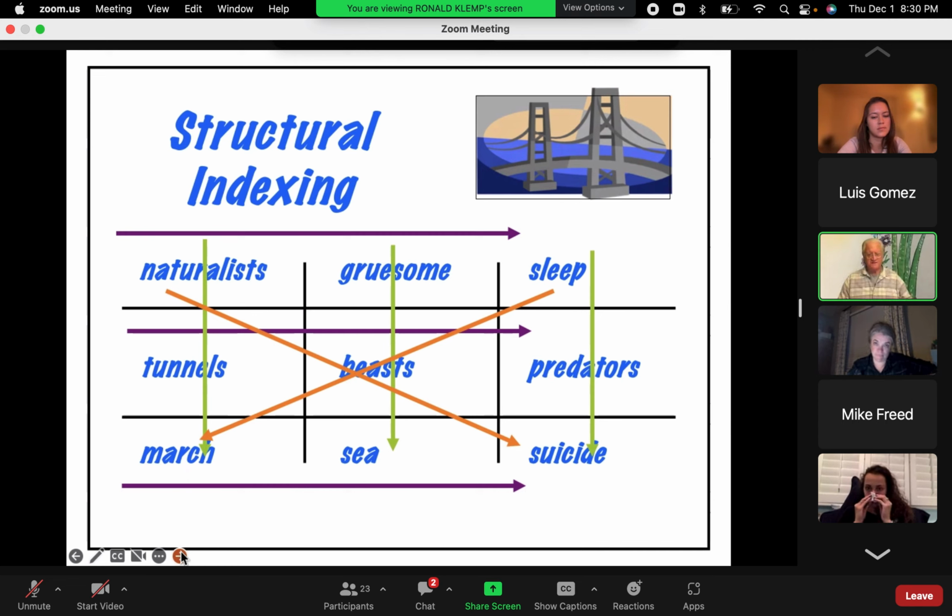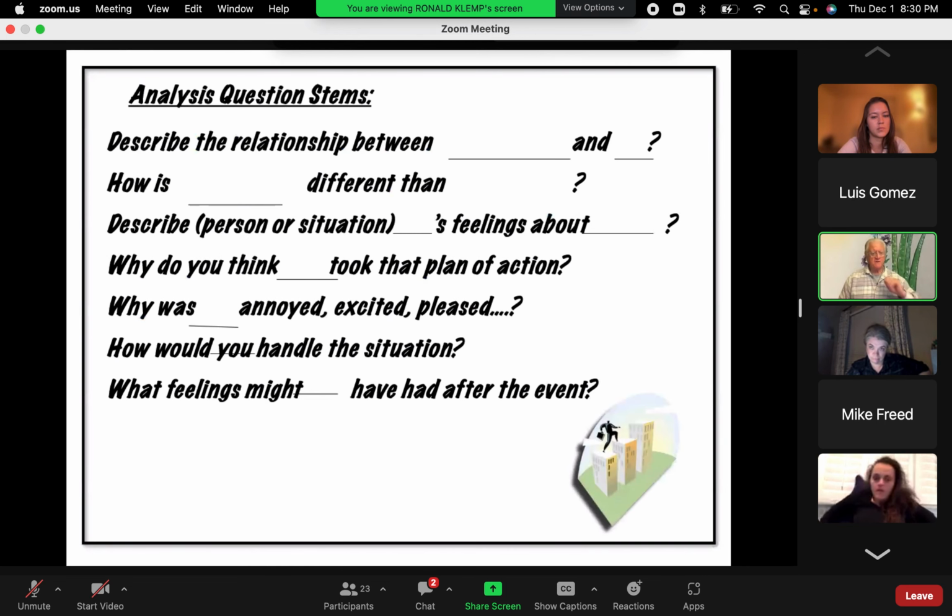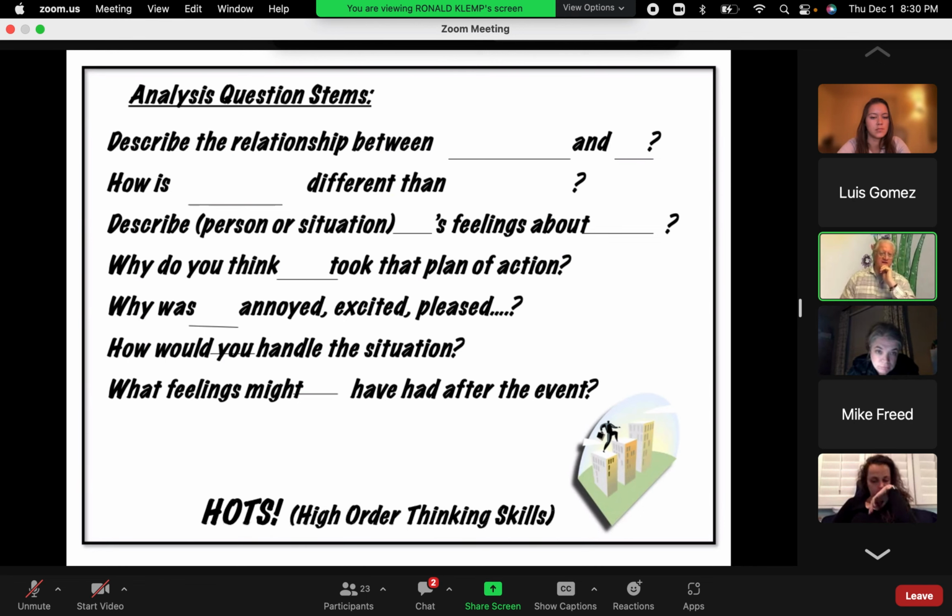And that gets us through the cognitive strategy section. Also, one other thing I posted in Canvas for you is using different kinds of question stems for the HOTS, or the higher order thinking. Right, so for example, this one would be analysis question stems. So describe the relationship between X and Y. How is something different than? Describe a person or situation's feelings about. What do you think so-and-so, why do you think so-and-so took a plan of action, etc.